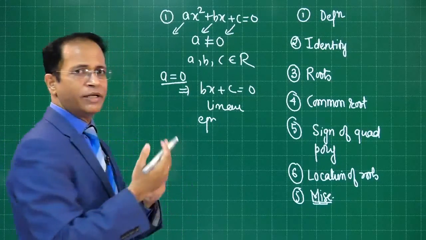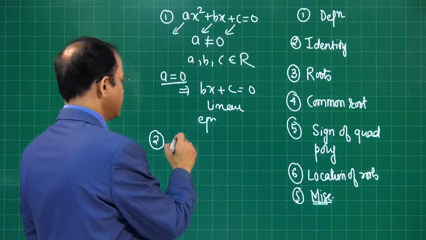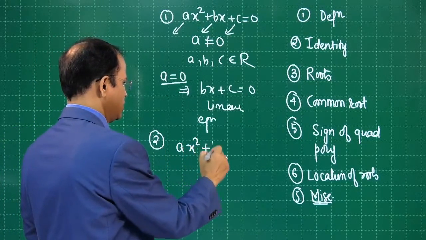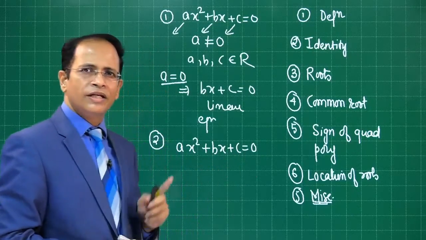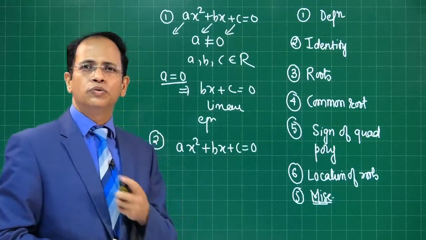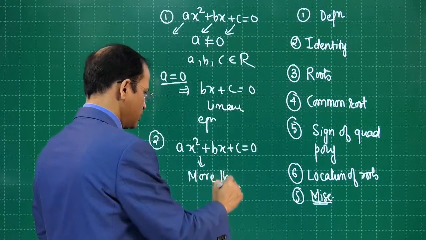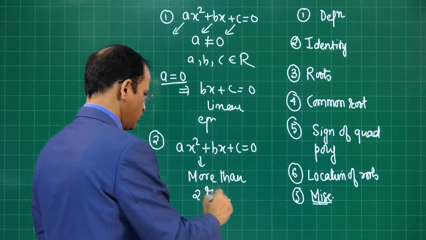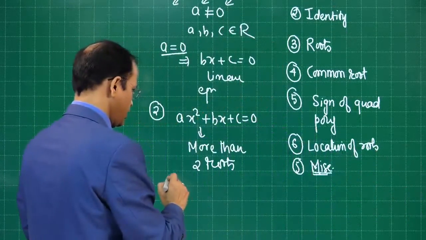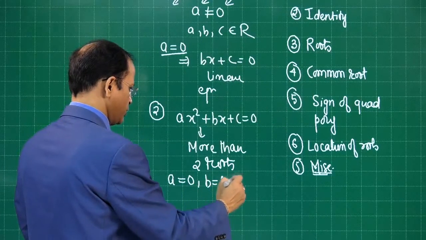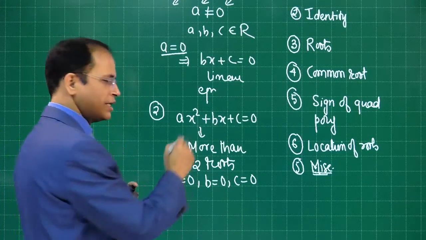When you talk about identity, my dear students, identity is a very important thing. If this equation is given to us, ax square plus bx plus c is equal to 0, this equation is an identity if it has more than two roots. So that means we are talking about more than two solutions. It can have infinite roots. This is only possible when we have a is equal to 0, b is equal to 0, and c is equal to 0.